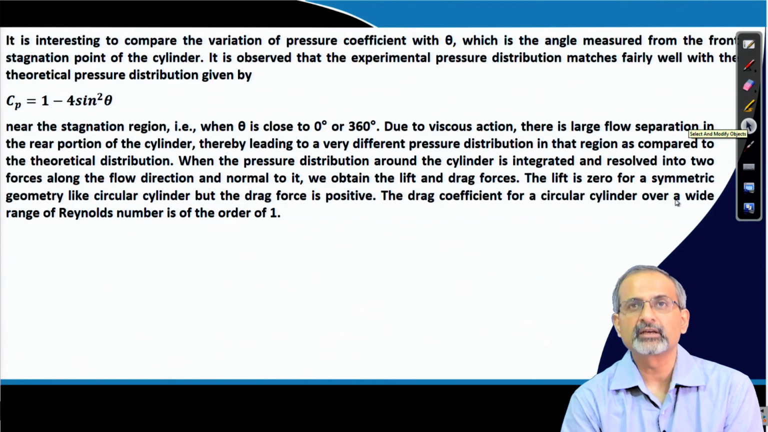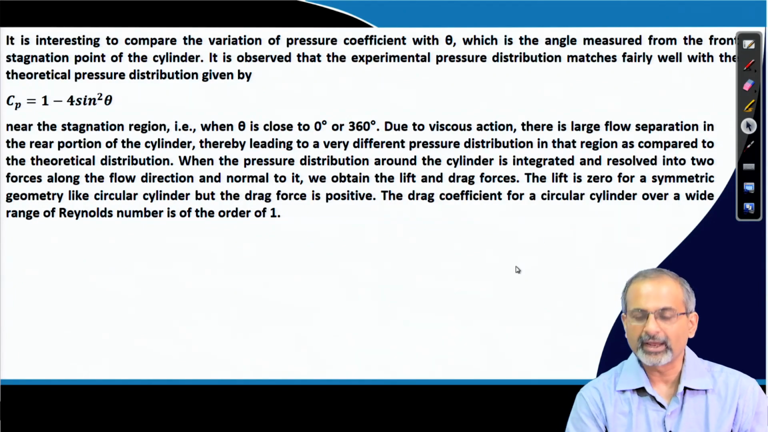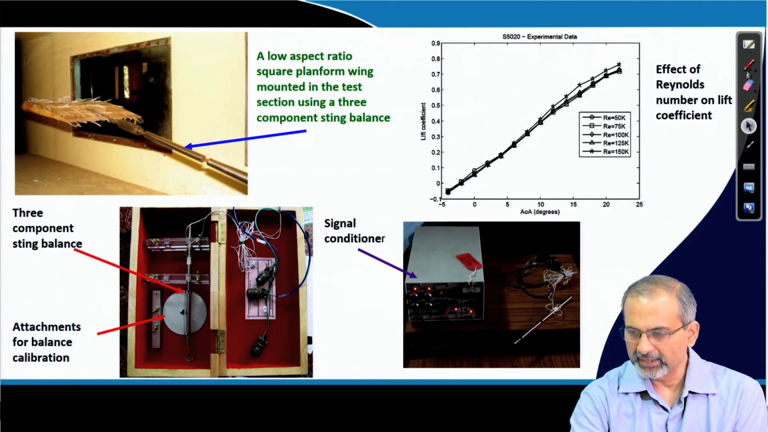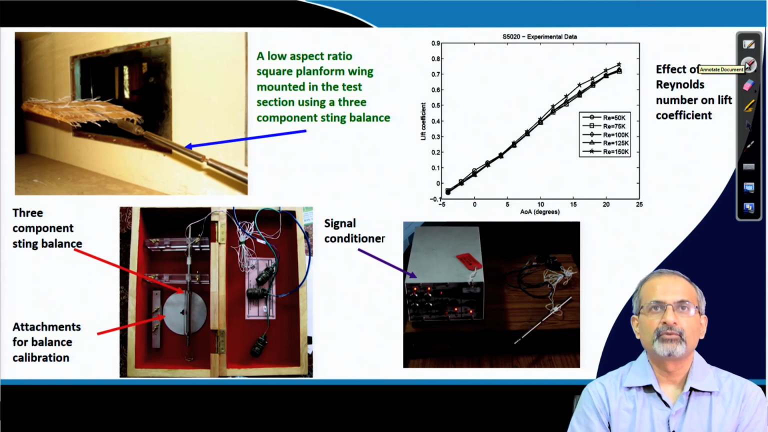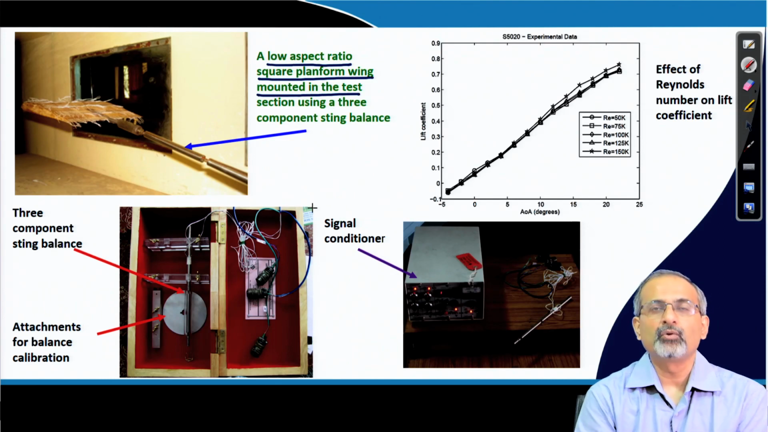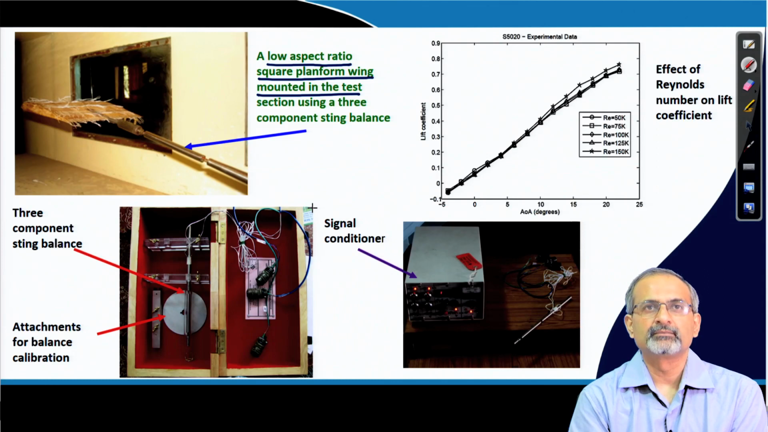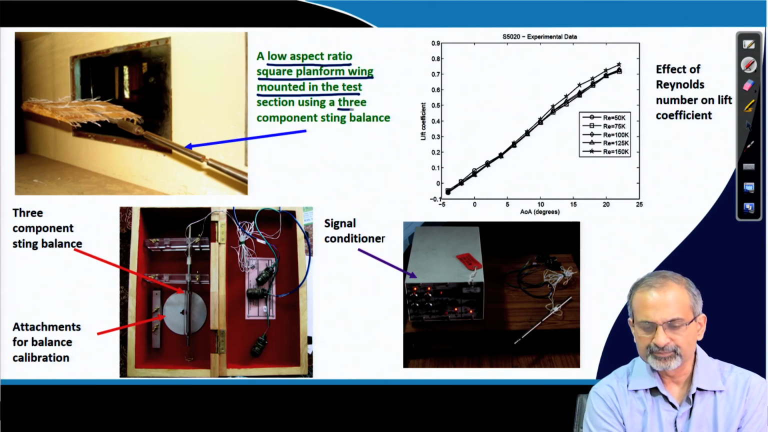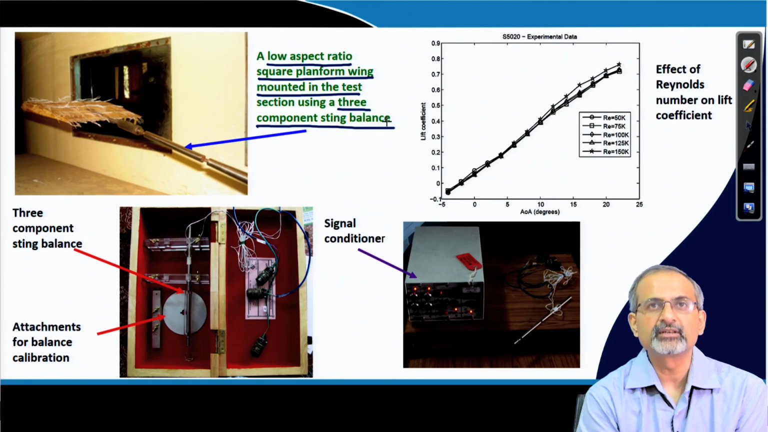So, this is a very interesting experiment. For airfoils, on the other hand, you could also go for angle of attack variation, which is going to add another interesting part to the story. Like we can see over here, where you have a low aspect ratio square planform wing mounted in the test section, but now we are moving to the electronic method of measurement. Here it is sting mounted on a 3 component sting balance.